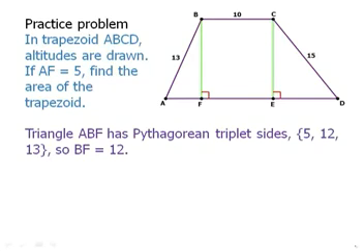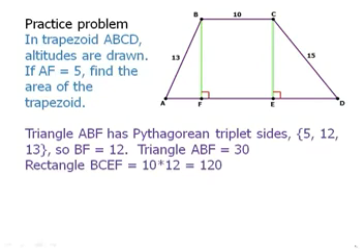So we can find that just from knowledge of our Pythagorean triplet. We don't even need to do a calculation. So BF equals 12, that means that CE also equals 12. So we can find the area of the triangle ABF, and that has to be 1/2 times 5 times 12, 1/2 of 12 is 6, 5 times 6 is 30.